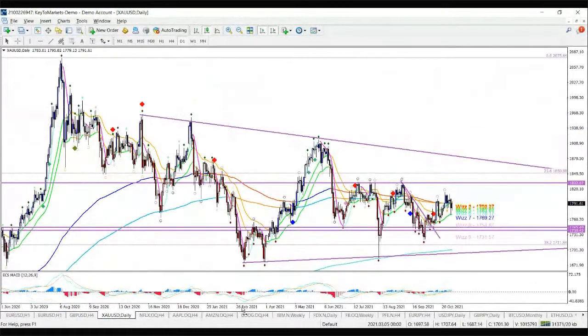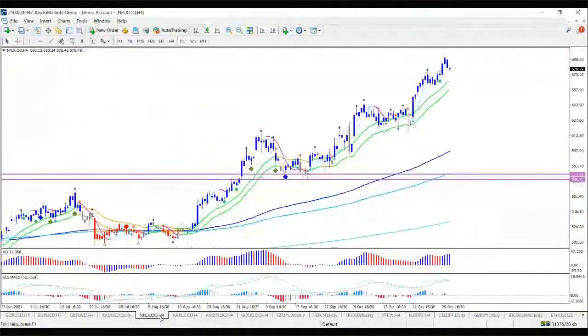Gold is really not that interesting. Big range. In the middle of that range, I would personally not be interested in that.